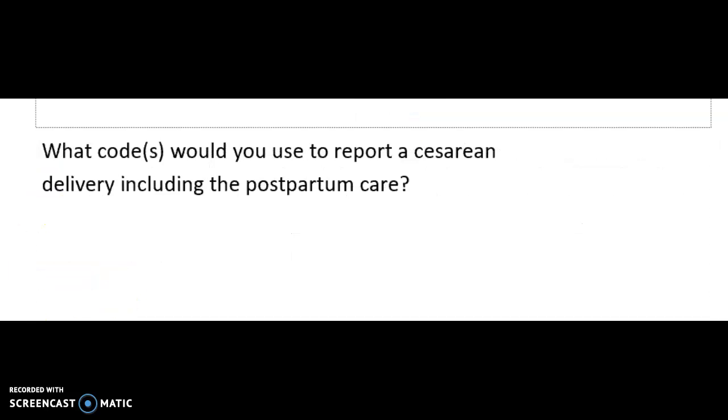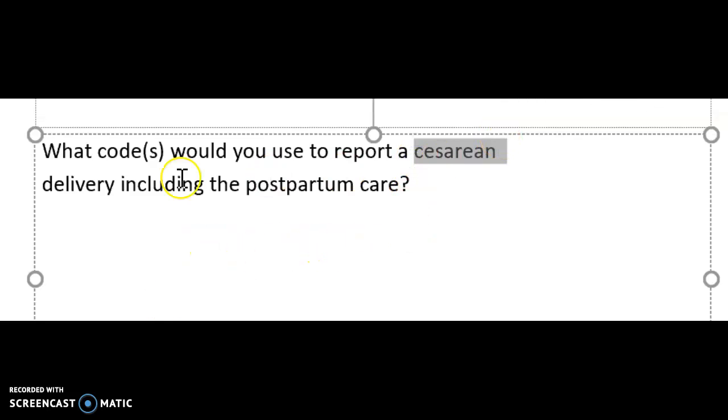Another example, a cesarean delivery including postpartum care. Pause, think of the main term. Okay, it could be cesarean, it could be delivery. Different things have different main terms. You just have to practice and learn.